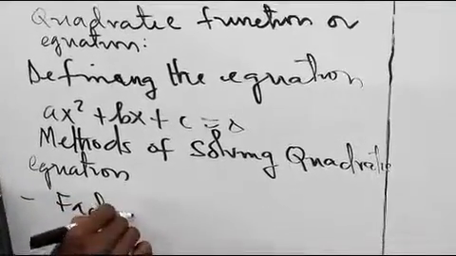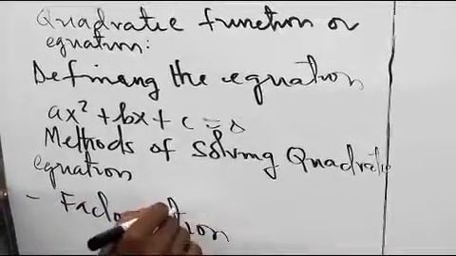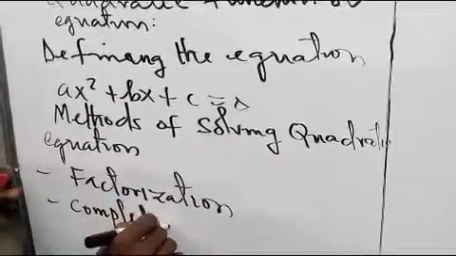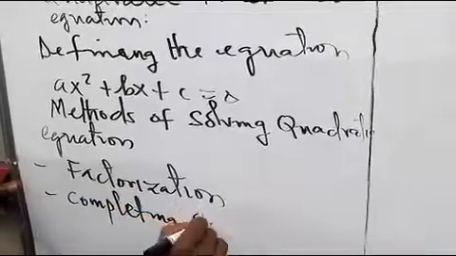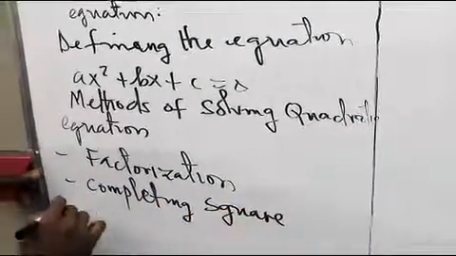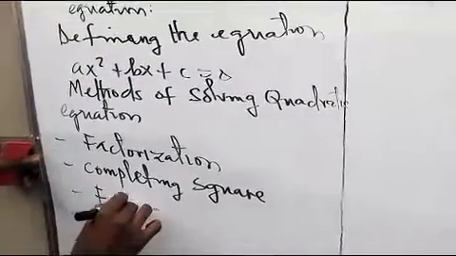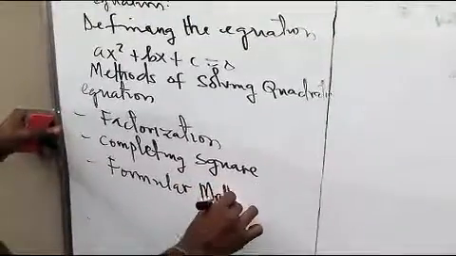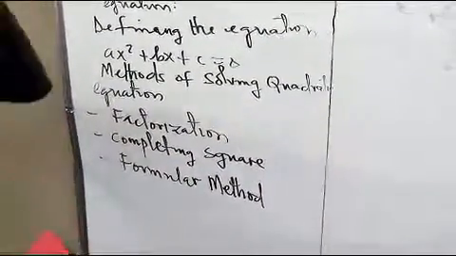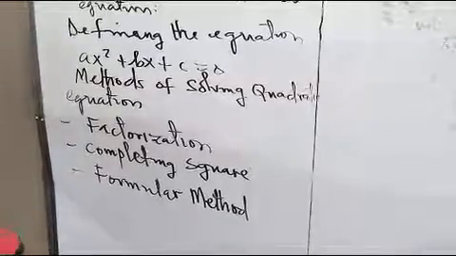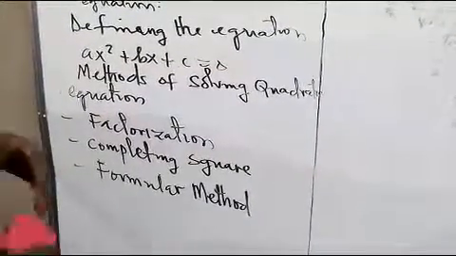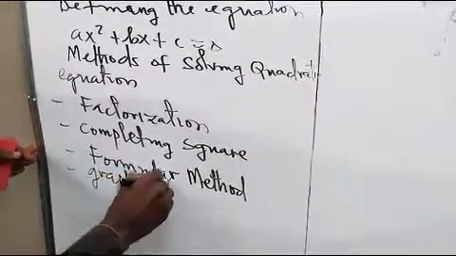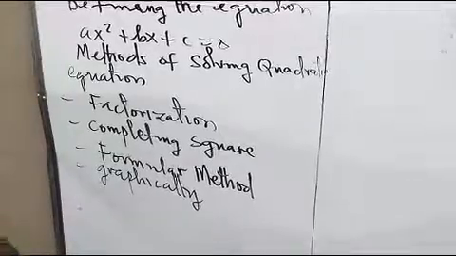factorization, completing the square, and the formula method. So these are the methods we can use to solve a quadratic equation, and we can even solve them graphically.